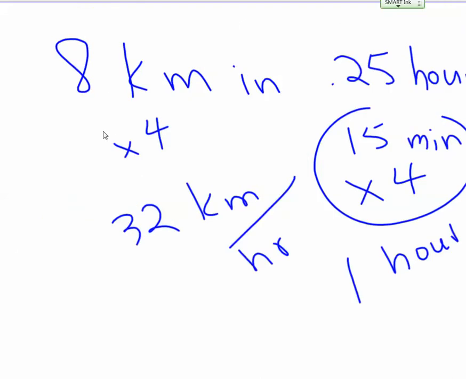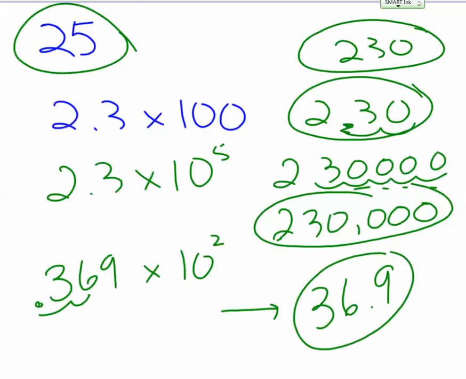Okay, the question: you go 8 kilometers in a quarter of an hour. What's your rate in kilometers per hour? Well, you need to know that there are 4 quarters in one whole, or a quarter of an hour is 15 minutes. 15 minutes times 4 gives you 1 hour of 60 minutes. So if I have 4 groups of 15 minutes in an hour, or 4 quarters, I need 4 groups of 8 kilometers, so it's 32 kilometers per hour.